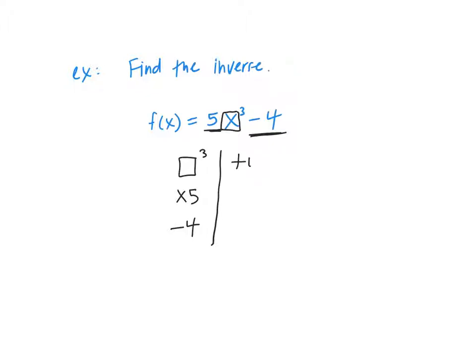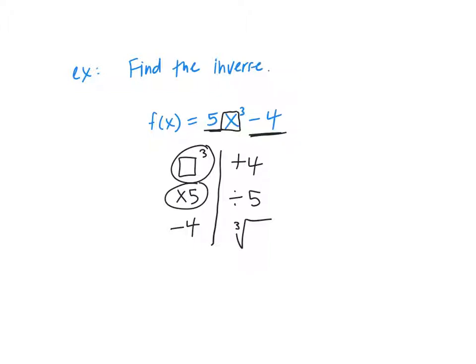We add 4. What's the inverse of multiplying by 5? Divide by 5. And then what's the inverse operation for taking the cube? It's taking the cube root. So that's the inverse operations in reverse order.